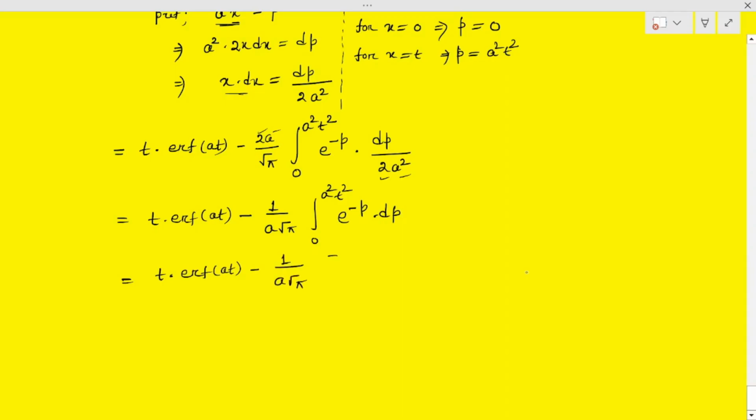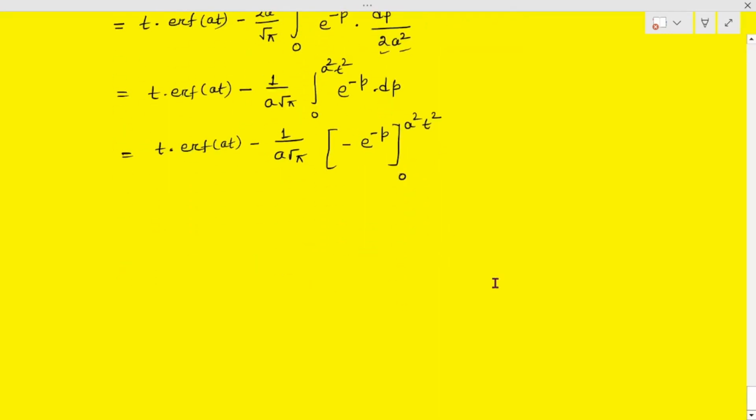That means the integration will be how much? Minus e to the power minus p. The integration limits are 0 to a square t square, right? We have to just substitute the limits. t into error function of at minus 1 by a root pi, here minus minus plus, you just write minus minus plus, then the upper limit is a square t square, so this will be e to the power minus a square t square, then minus lower limit 0, so e to the power 0.